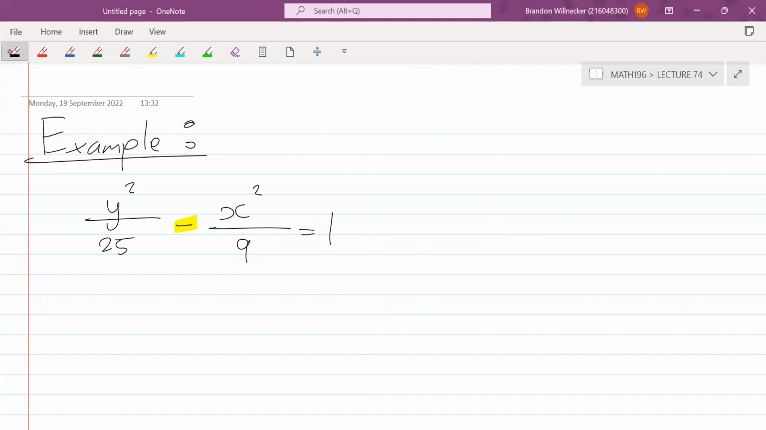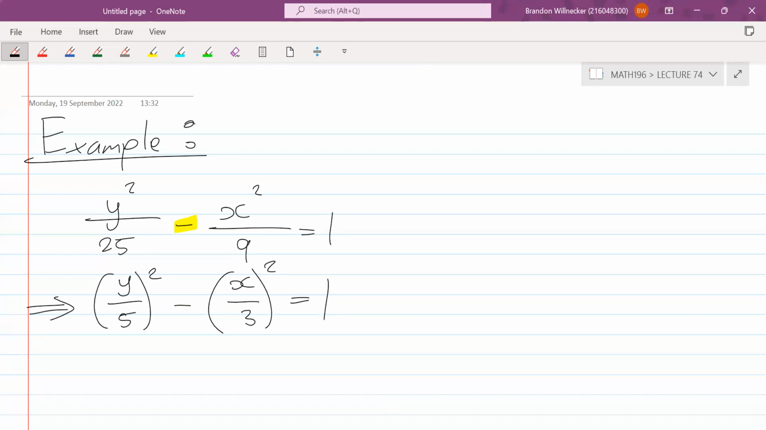Okay, now this isn't in the standard form that we like, because remember, we would rather have it as y over b, all of it squared, minus x over a, all of it squared. So we actually need to take the square roots of 25 and the square roots of 9 to find the values of b and a. So let's do that. So this first one, we're going to write as y over 5, all of that squared. And for the second term, that's going to be x over 3, all of that squared. So now we can see what the values of b for the y term and a for the x term are.